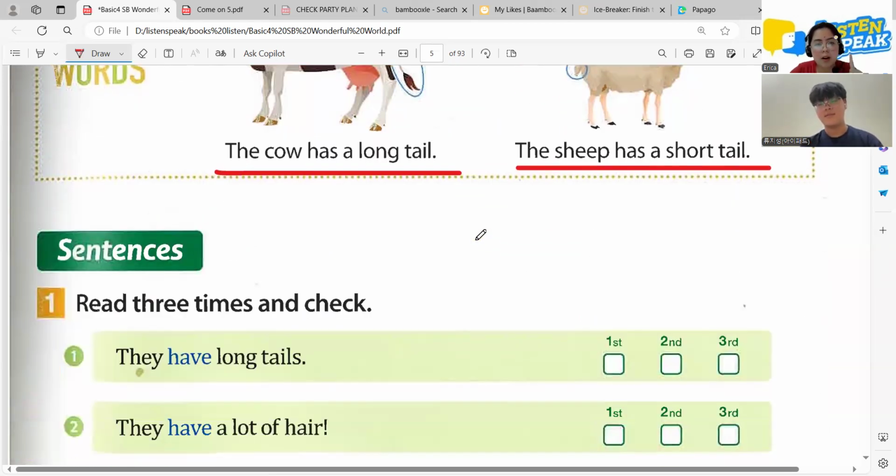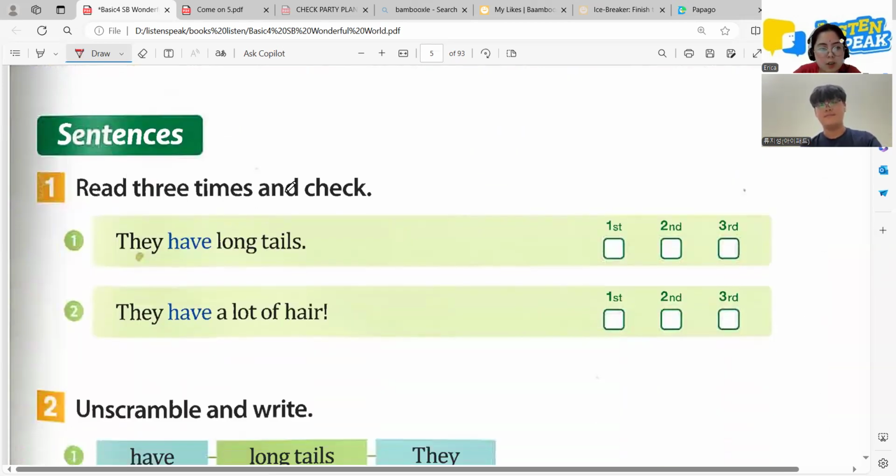Okay. So now we're going to read two sentences. Now read three times, okay? And I will check. Okay, number one. They have long tails. They have long tails. They have long tails. All right, good.